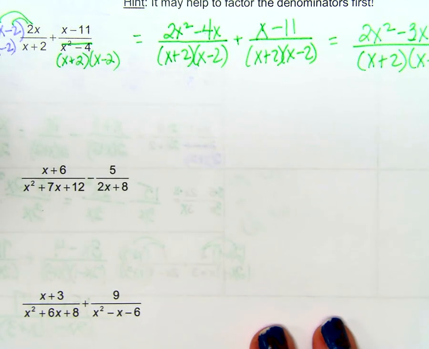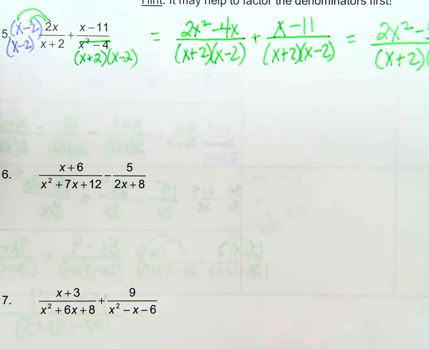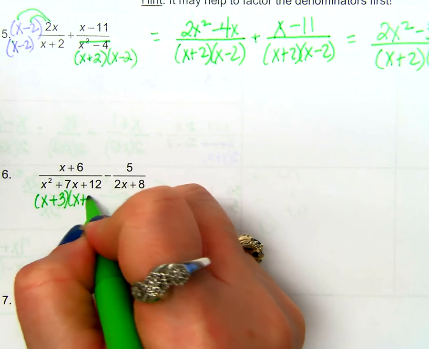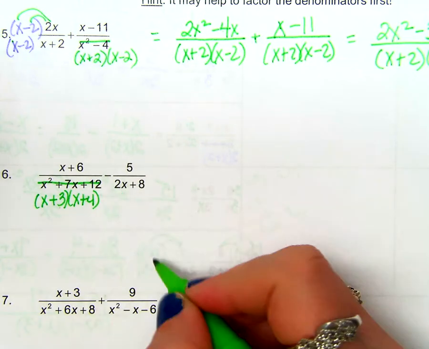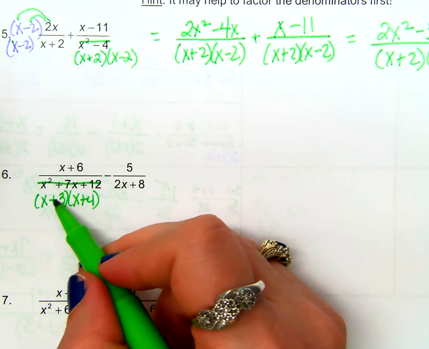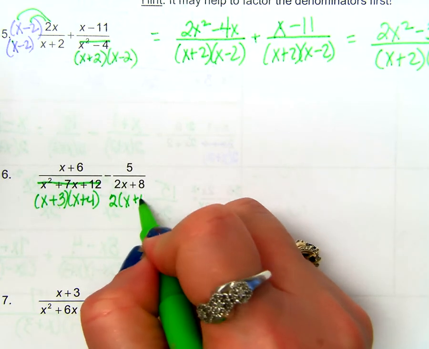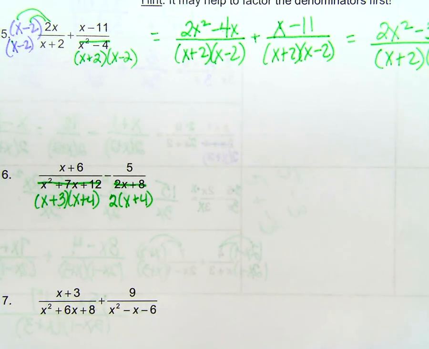Number 6. You ready? Okay, so first I'm going to factor these two and get x plus 3 and x plus 4, because that multiplies to be 12 and adds to be 7 is 3 and 4. And then I'm just going to factor out a 2 here. That's all I can do. And get 2 times x plus 4.